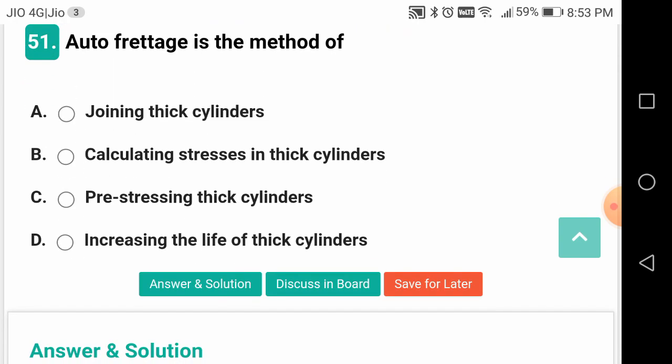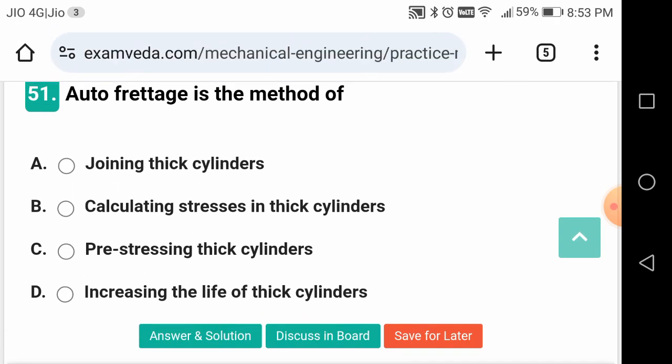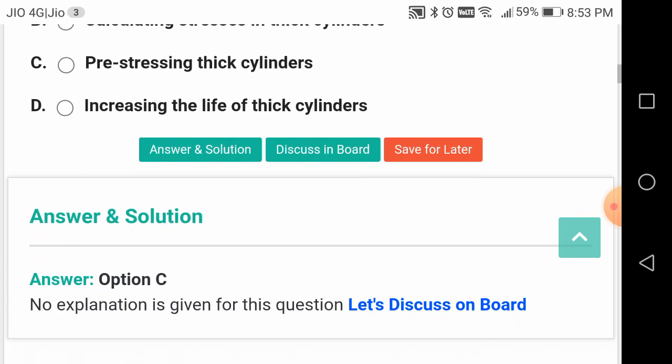To relieve the stress under the load, your thick cylinders are normally pre-stressed. Under the load, this stress is going to be relieved. This is called autofrettage.